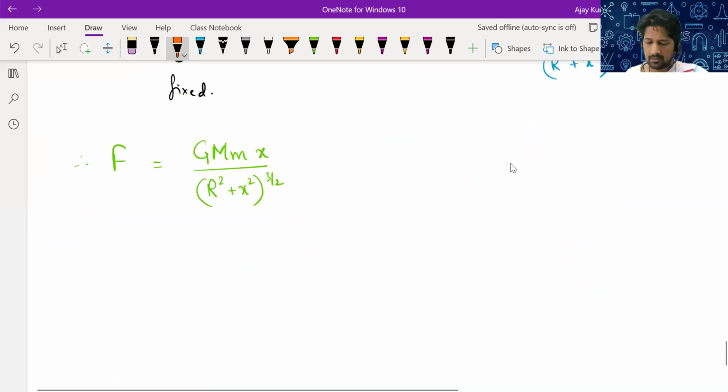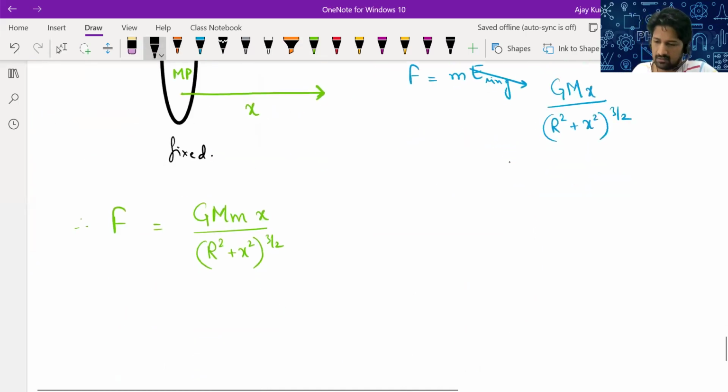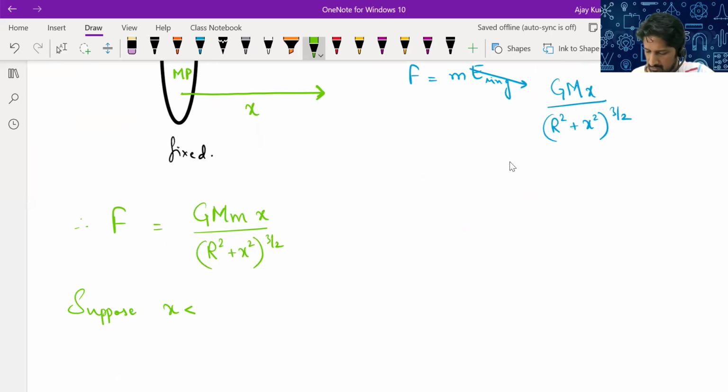Okay. But can we make it look like simple harmonic? That can be done. Suppose x, the displacement from mean position, is very small compared to the radius. If x is very small compared to radius, then what can we do? R square plus x square can be approximated to r square itself, because x is very small. When you add a very large number to a very small number, the sum will be almost equal to the very large number. It won't make much difference. So r square plus x square is approximately equal to r square.